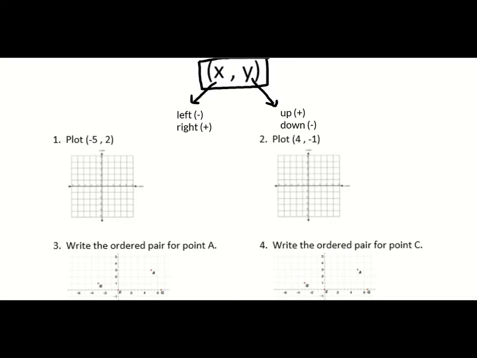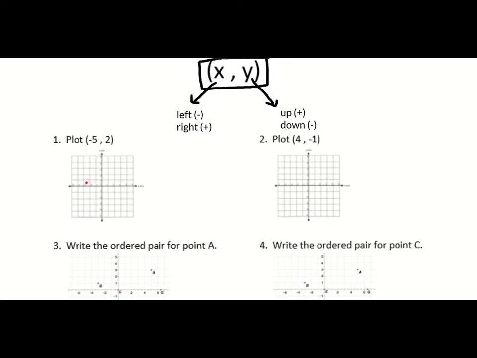So when you plot points, the first thing you do is start at the origin where the two axes intersect. I usually like to hover my cursor over the origin, and then we want to go the x and then the y. So in this case, x is -5 because that's what's showing first in my point. So I need to go left 5 units.